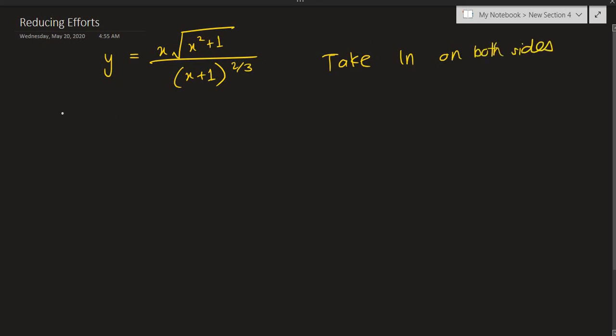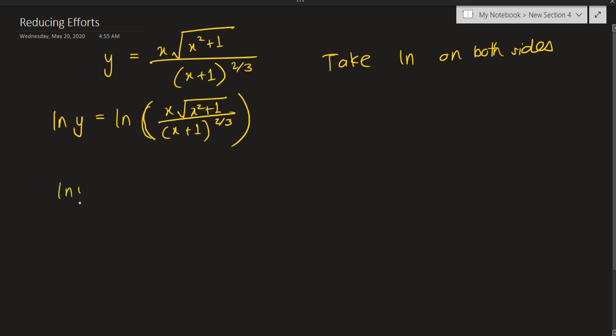When we do that, we have natural log of y being equal to natural log of x times x square root of x squared plus 1 divided by x plus 1 raised to the 2/3 power. And what good did that do us? Because now we can split this, using log properties, into natural log of x plus the natural log of square root of x squared plus 1, minus the natural log of x plus 1, but to the 2/3 power.